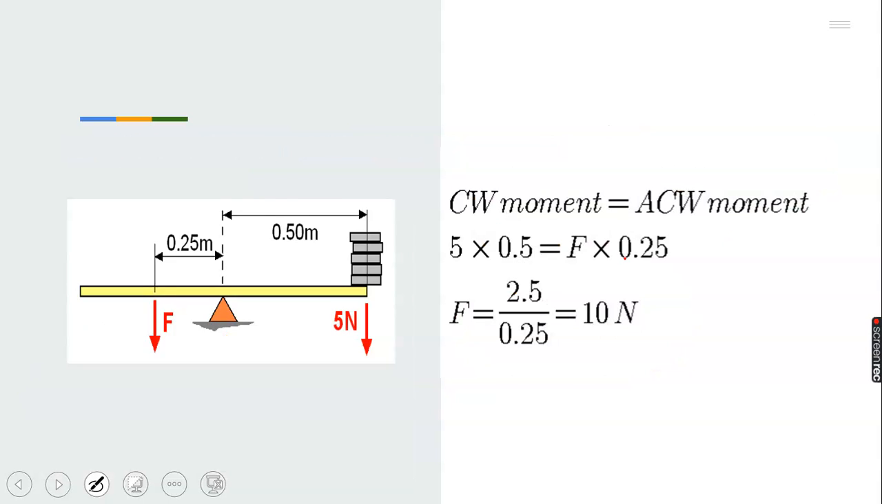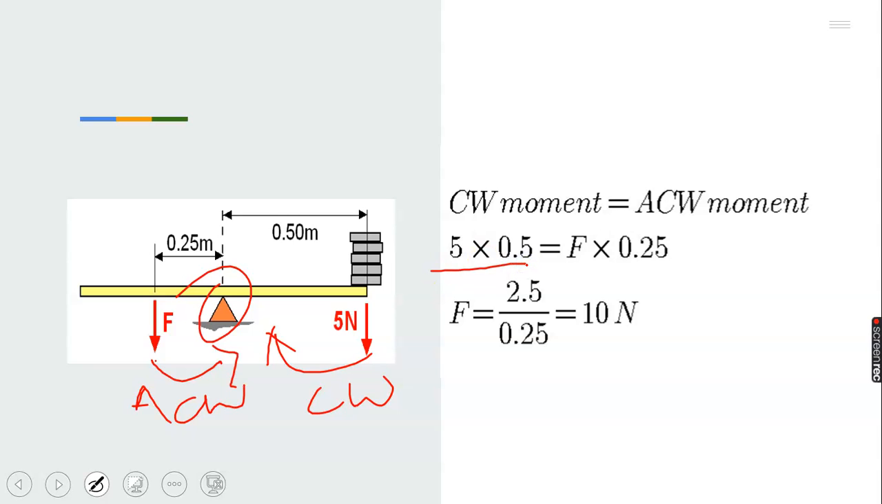Second example, you have to find the value of F. This is the point of action. You take your moment about that point. This is clockwise and this is anti-clockwise. Now, taking moment about that point, we have 5 times 0.05, which is our clockwise moment, and F times 0.25, which is the anti-clockwise moment, as you can see. Now, making F the subject of the formula, we have 5 times 0.5, which will be 2.5, divided by 0.25. The answer will be 10 Newton.